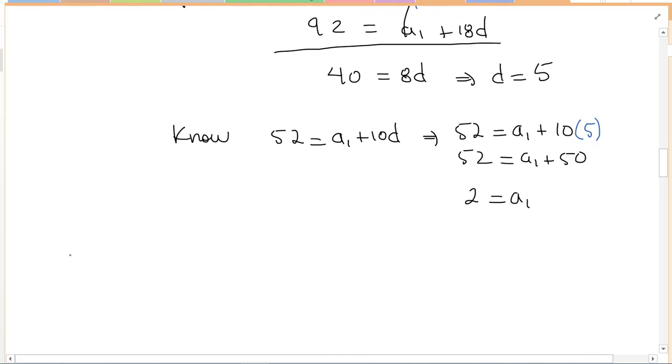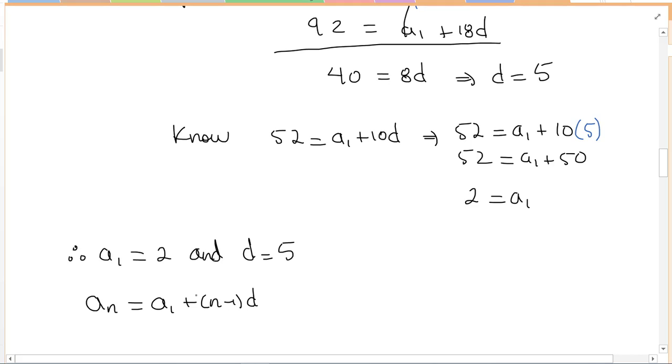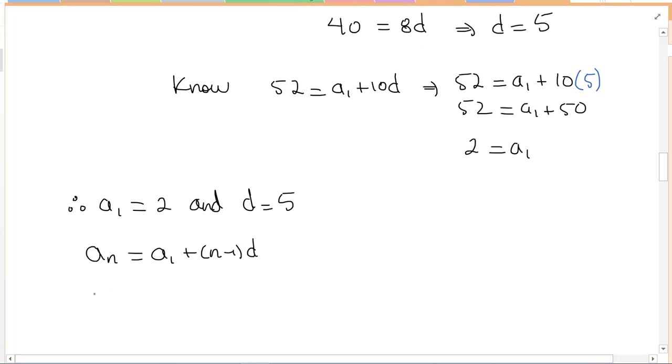Perfect. So now we have A1, that's my therefore. A1 is 2, and the common difference is 5. So our nth term is A1 plus n minus 1 times d. That's the formula. So now we know A1, so 2 plus n minus 1 times 5.